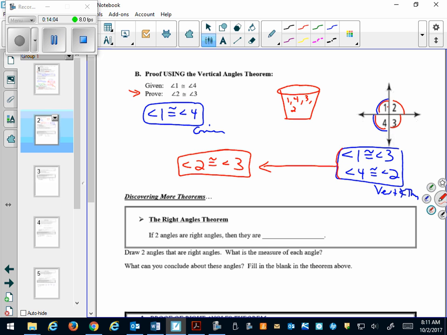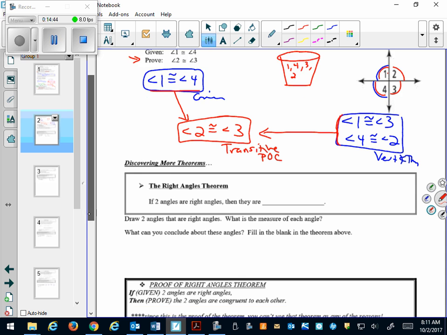What kind of a bucket was this? A transitive bucket. So this is the transitive property. And this time, it's not a property of equality, P-O-E, it's a property of congruence, P-O-C. Property of congruence. So here we do need an arrow coming from our given, because we put 1 and 4 into our transitive bucket, and we put 1 and 3 and 4 and 2 into our transitive bucket. So we really used both of those statements to make our 2 congruent to 3 conclusion.